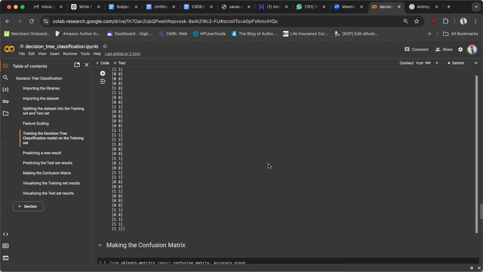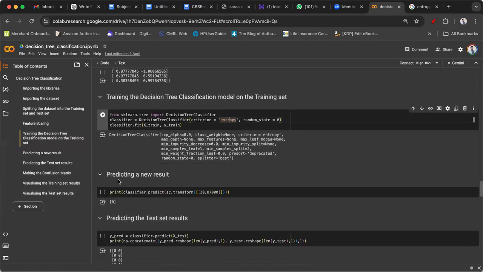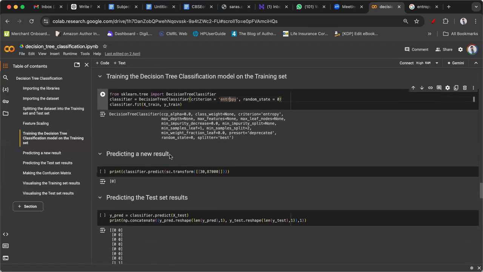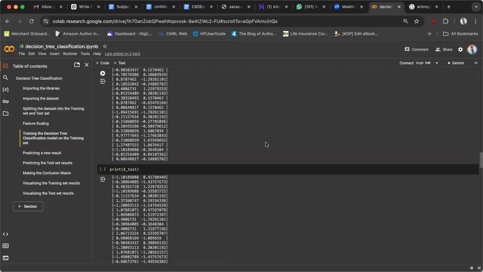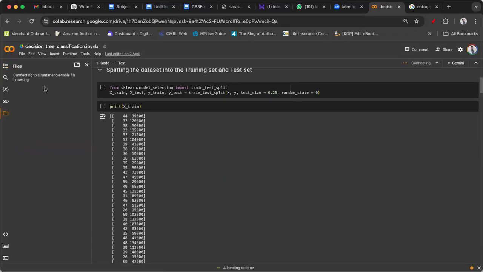We were just discussing how the model is predicting a new result. Can you open that CSV file? So this is a CSV value. Okay, let me see.